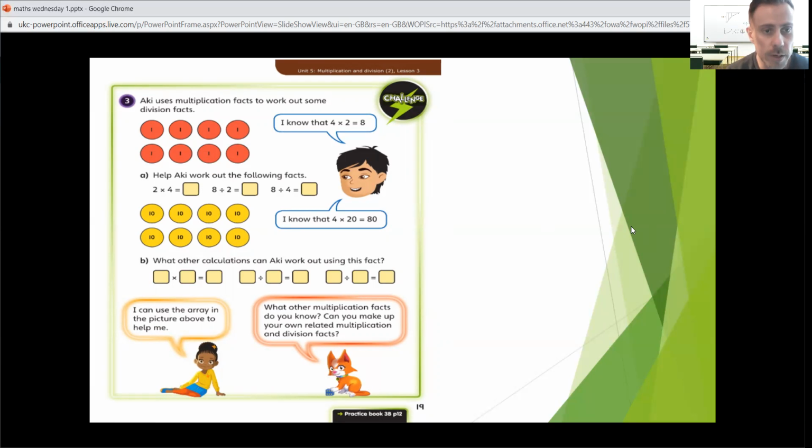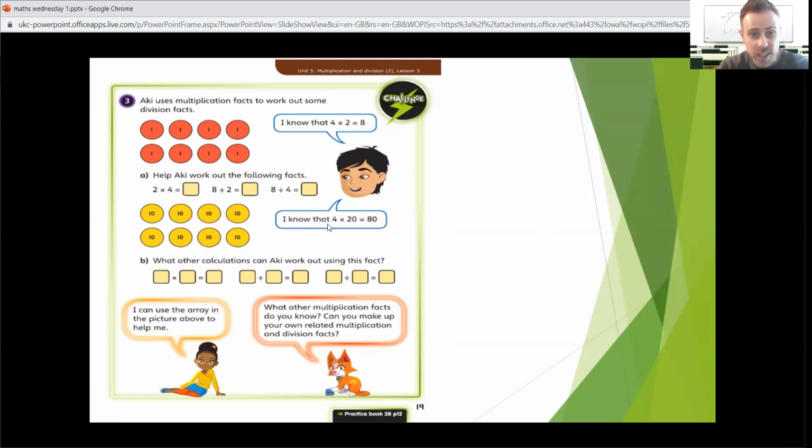Okay, hopefully you had a little go at that. You're using Aki's facts to begin with here. He says, I know that 4 times 2 equals 8. Hopefully we all know that. So he's got down here 2 times 4. Well, that's going to be 8 because he's just switched them around. 8 divided by 2. Well, if we do some switching, we know that'll be 4. And 8 divided by 4, switch them around again, is a 2.